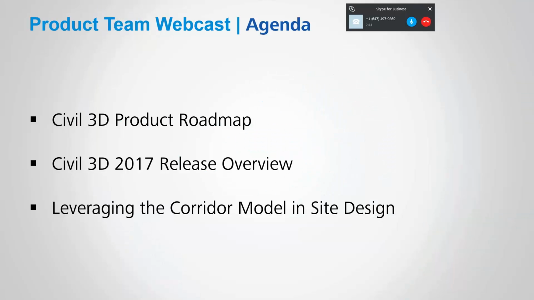So with that in mind, I'm just going to give you a really quick roadmap of the product as a whole and a quick rundown of what is included in Civil 3D 2017. And some of the things that I'm going to go over in that quick overview are going to be covered in the meat of my presentation, which is about leveraging the corridor model in site design applications.